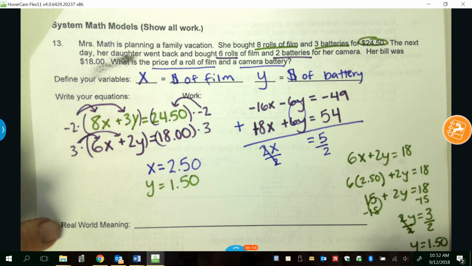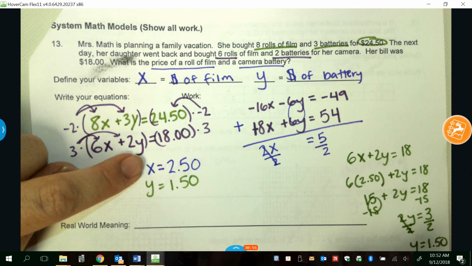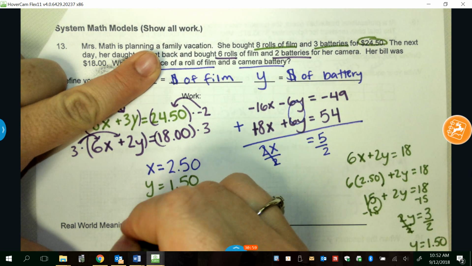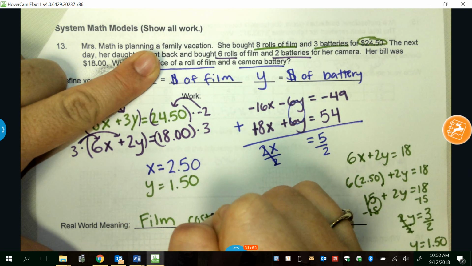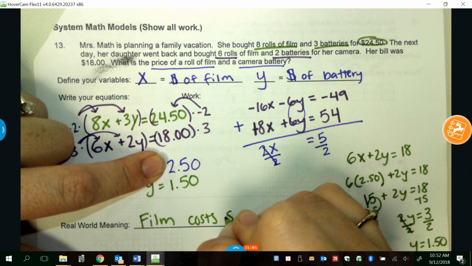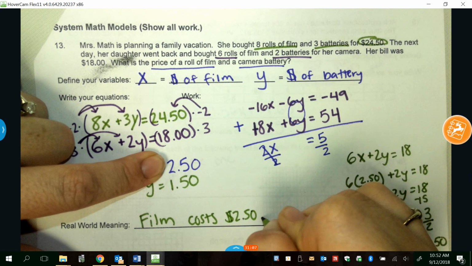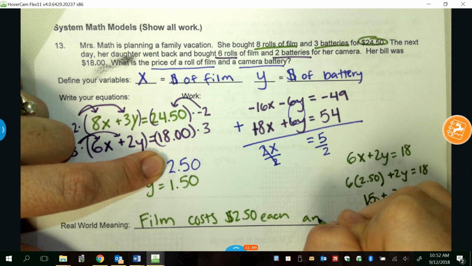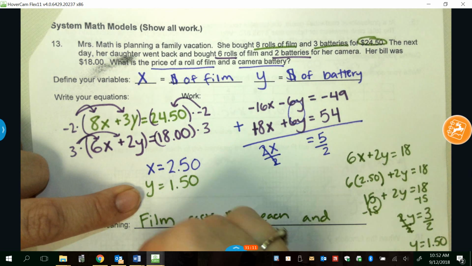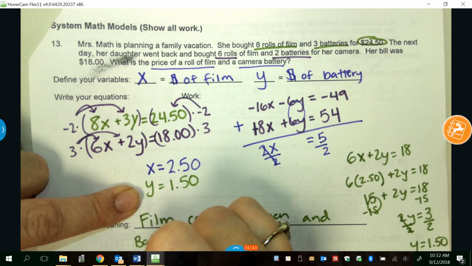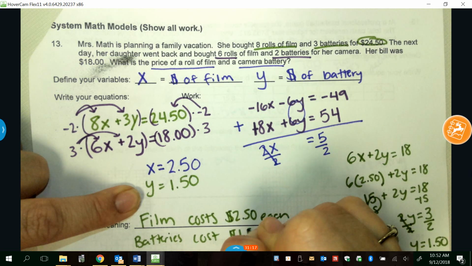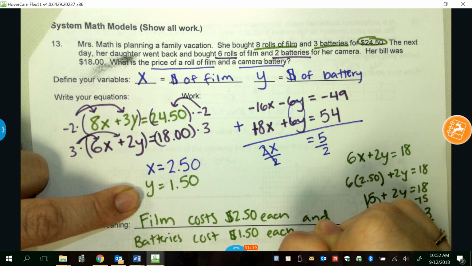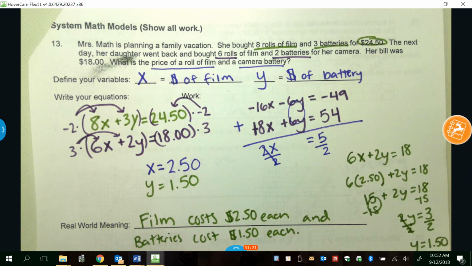Now, my real world meaning is putting that into words. What does X represent? So, film costs $2.50 each, and batteries cost $1.50 each. Now again, should you check your work? Yes. Always, always, always check your work.